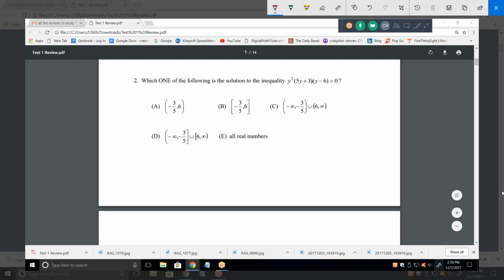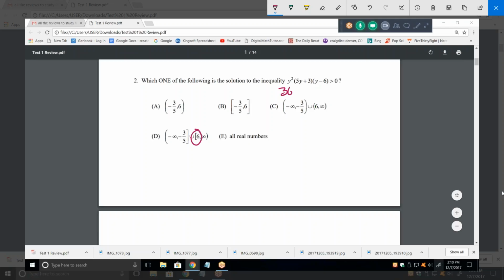Tell me something. What is our answer? D. Tell me what the difference between C and D is. The parentheses. So, can it be 6? D says it can be 6. I think, yeah, it can be.